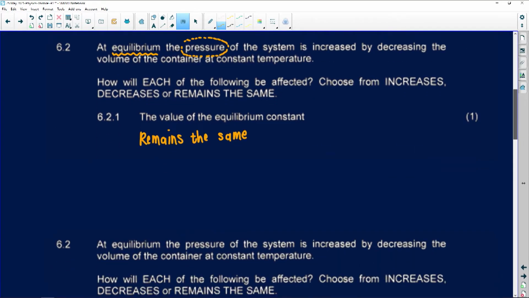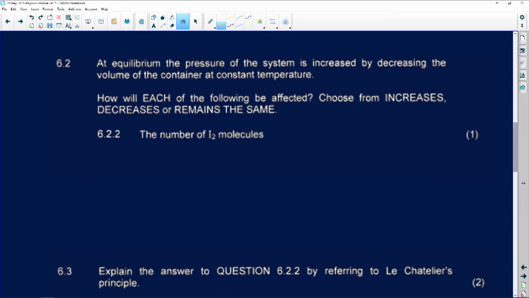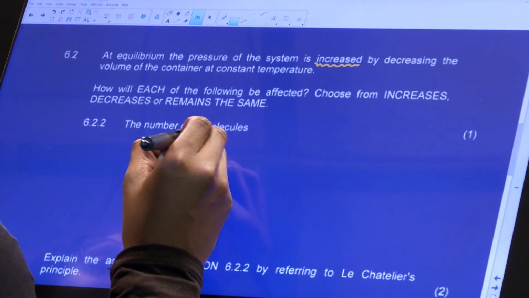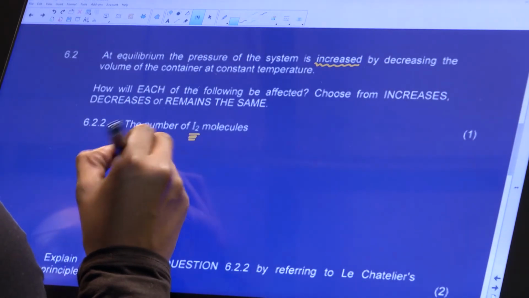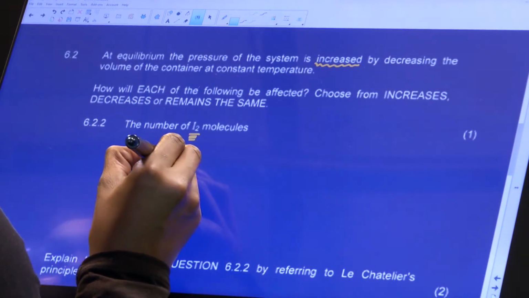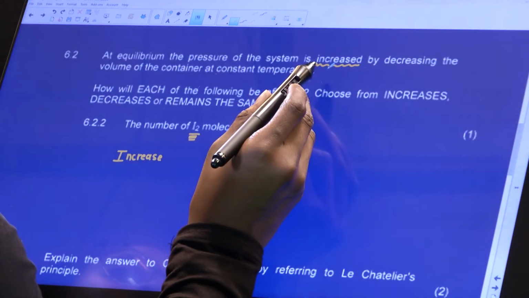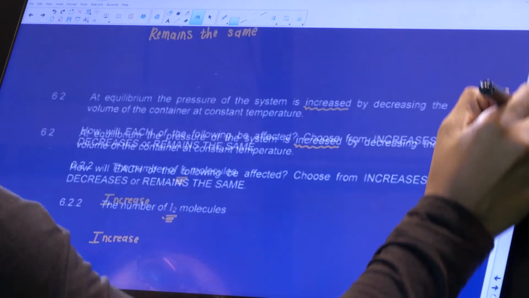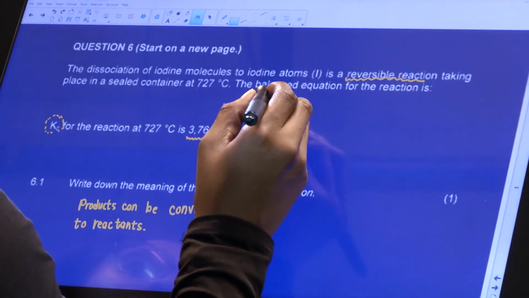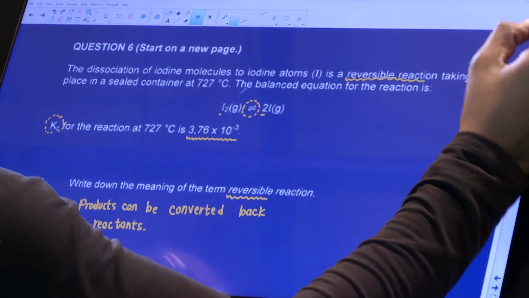Let me go down. Let's look at the other one. Again, at equilibrium, the pressure of the system is increased by decreasing the volume. We must also choose increase, decrease, or remains the same. What will happen to the number of moles of the I2? Now, this one will definitely change. This will increase. When we increase the pressure by decreasing volume, this one will then increase, meaning that the reverse reaction is favored.